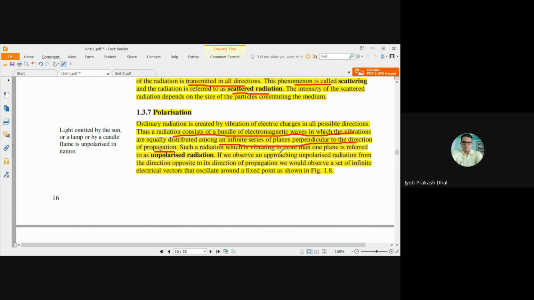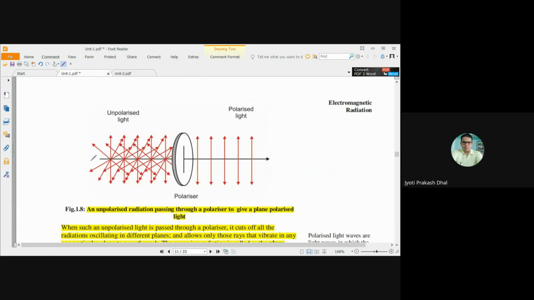So radiation which is vibrating in more than one plane is called unpolarized radiation. From the figure you can see the direction of propagation of unpolarized light. Here you can observe that the unpolarized light will oscillate in all possible planes. It can oscillate in this plane, in this plane, in an infinite number of planes in the direction of propagation.